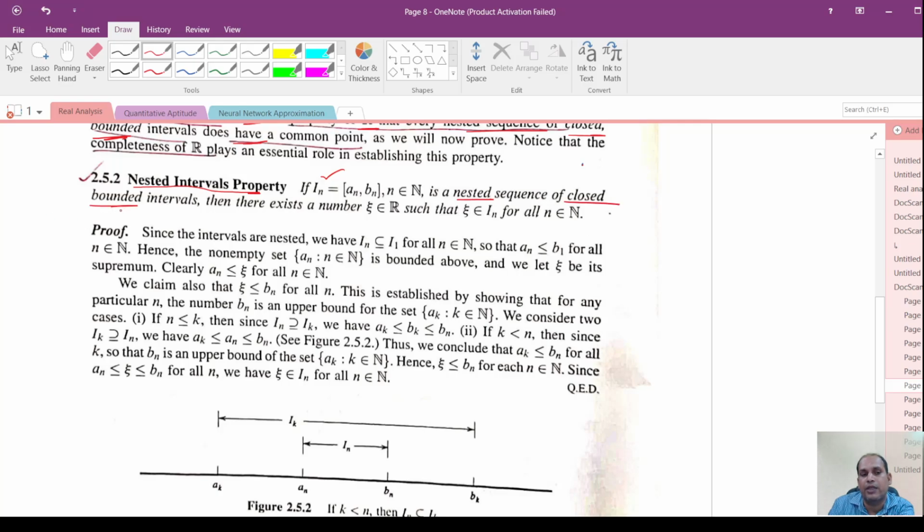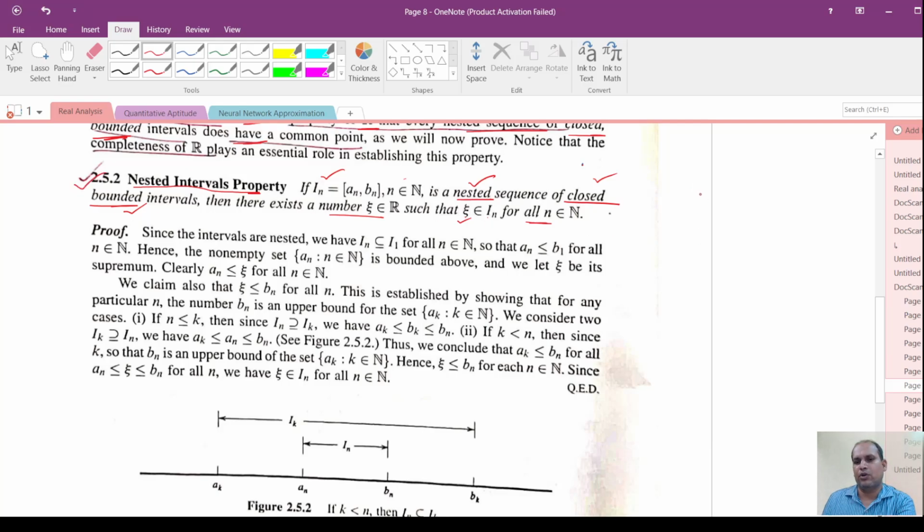Bounded intervals means its length has to be finite, or we can say that the interval has to be contained in some diameter of finite length, or there exists at least one upper bound and at least one lower bound, which we have already covered in our lecture on bounded and unbounded sets. So whenever we have a nested sequence of closed and bounded intervals, then there exists at least one number which is common to each of the intervals. Let us denote that real number by xi. This is the statement of the property.